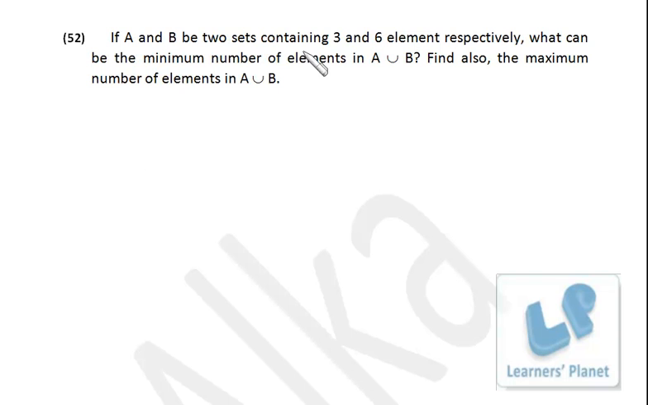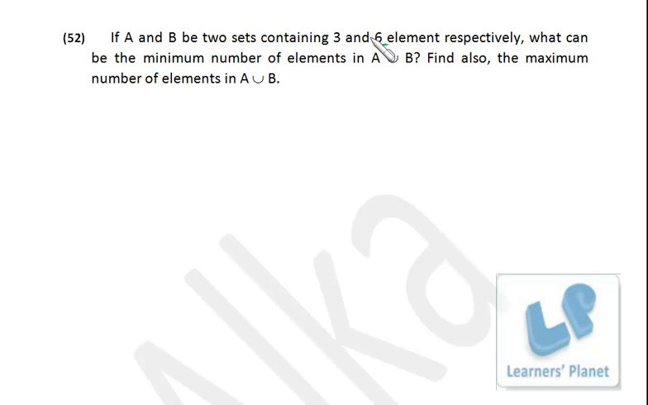If A and B are two sets containing 3 and 6 elements respectively, then what can be the minimum number of elements in A union B? And find also the maximum number of elements in A union B. That's pretty simple. The minimum number of elements will be 6 because B has 6 elements.